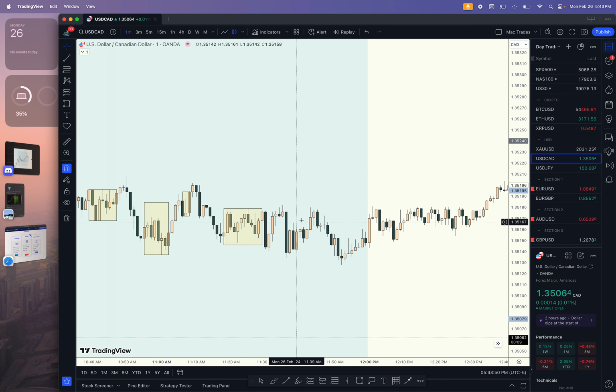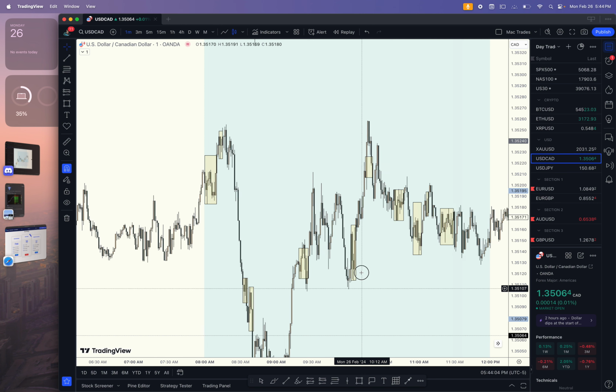Accumulation here, and then the market closes. We have slight accumulation here as well, right? And then of course 12 o'clock, so we won't be looking.